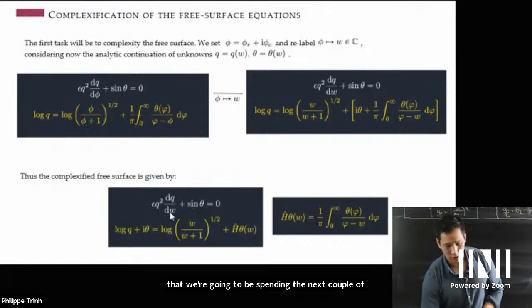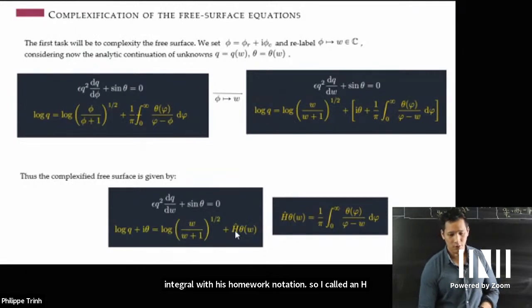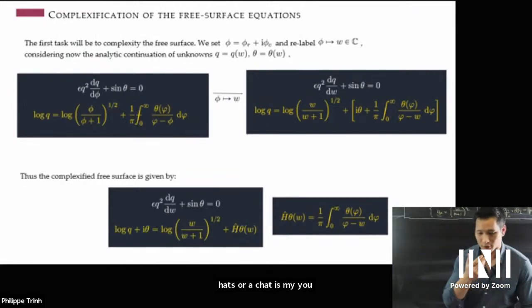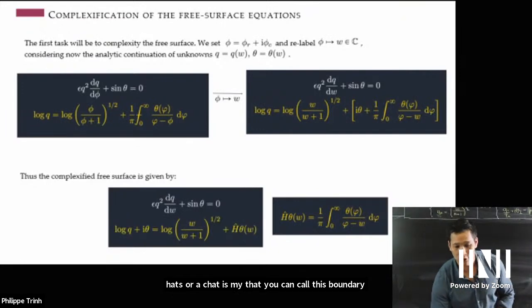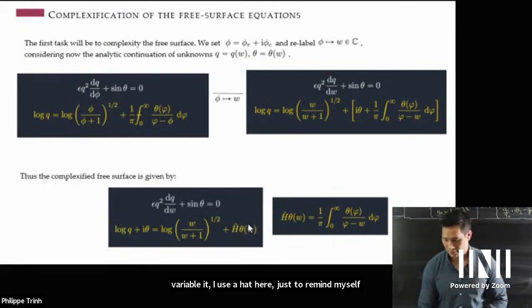We have Bernoulli's equation for Q and theta, and we have a boundary integral equation here. Now, in what follows, I'm going to write this boundary integral with this Hilbert notation. So I've called it H hat. You can call this boundary integral the Hilbert transform. This is the Hilbert transform of theta, where W is the independent variable. I use a hat here just to remind myself that it's complex, that W is complex.